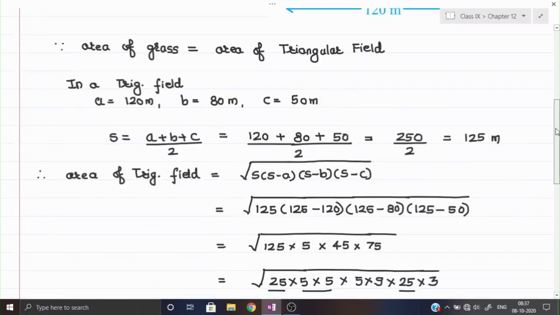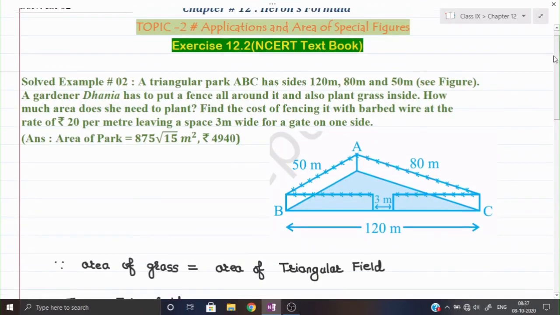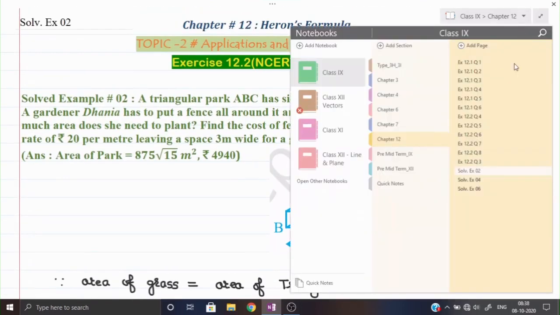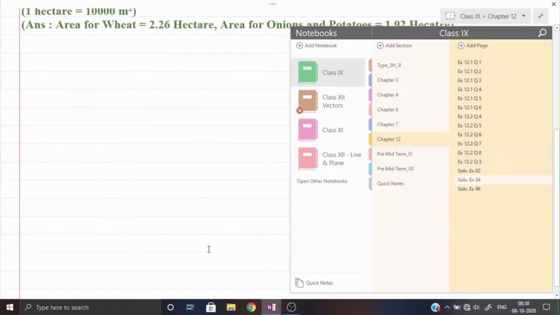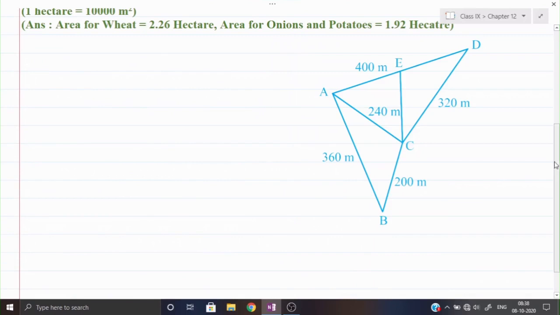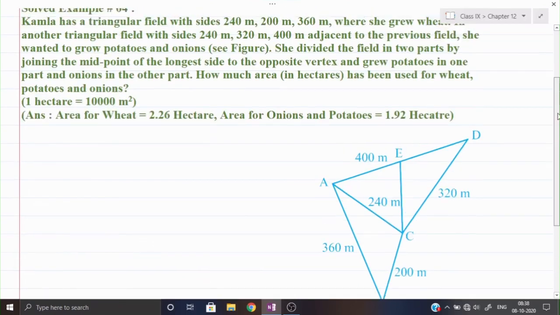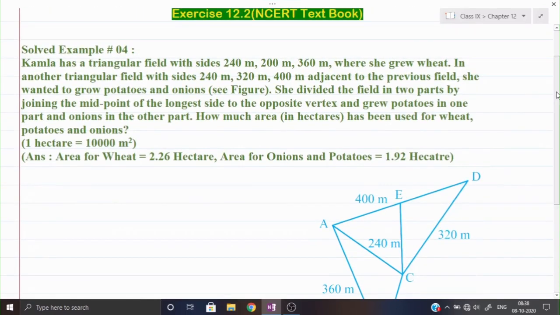Okay, so let us see now the next question, solved example number 4. What is given to us, first of all we shall read the question. We are given that Kamla has a triangular field with sides of 240 meter, 200 meter and 360 meter. You can check the figure given to us along with this.